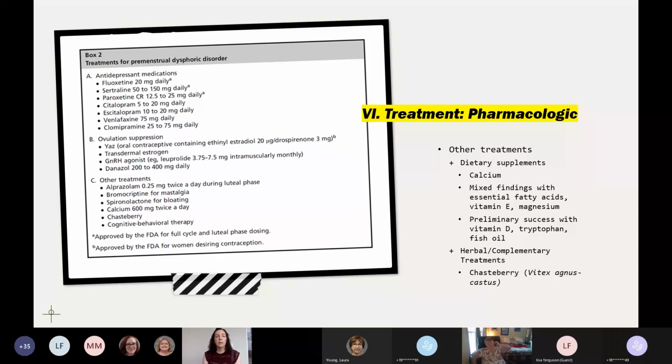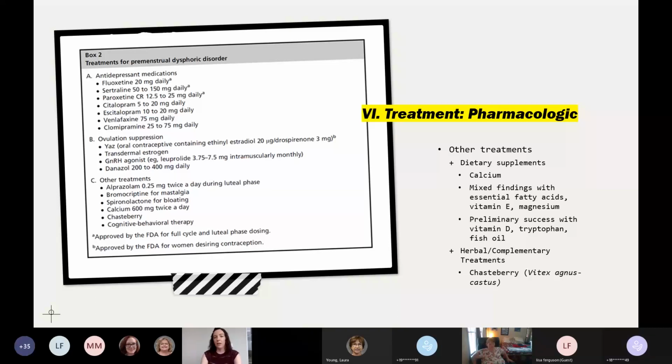There have been some mixed findings using essential fatty acids or vitamin E, magnesium, and then there are some preliminary reports with vitamin D, tryptophan, or fish oil, but they're still in the preliminary stages of being studied. And then a complementary treatment that's been studied mostly in PMS, but I think there is some use in PMDD, is chasteberry. I'm sure I'm saying that wrong, but that's an herbal treatment that has been shown to be somewhat efficacious. But again, it's efficacious compared to placebo, but it has mixed results when they compare it with fluoxetine. So again, your SSRIs are just going to be your first choice in this treatment algorithm.